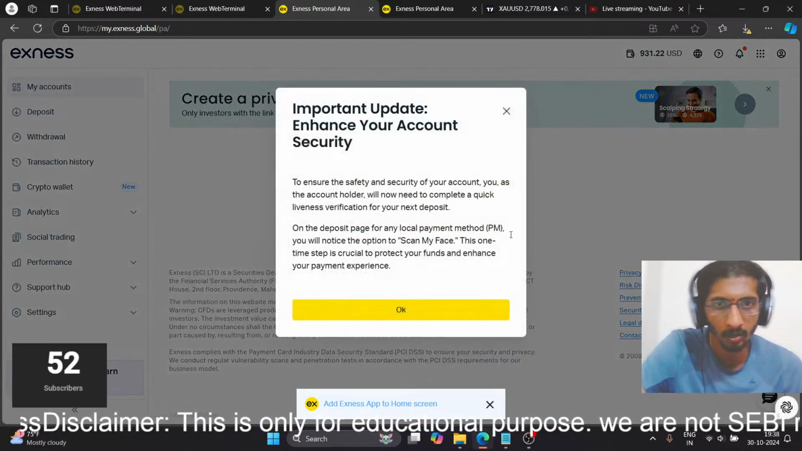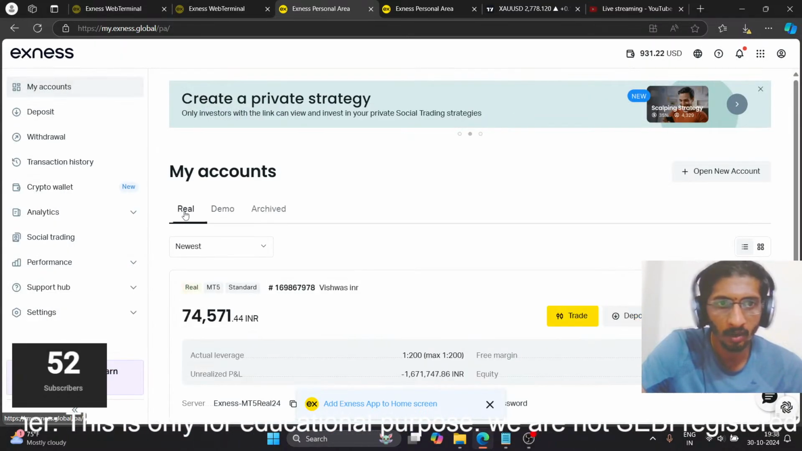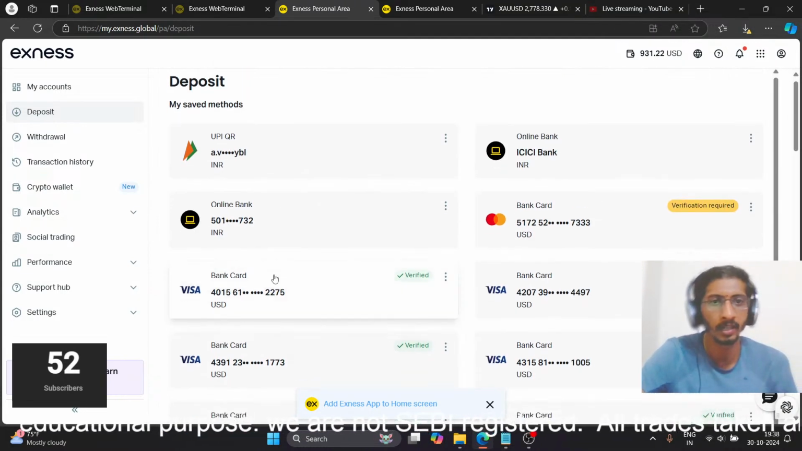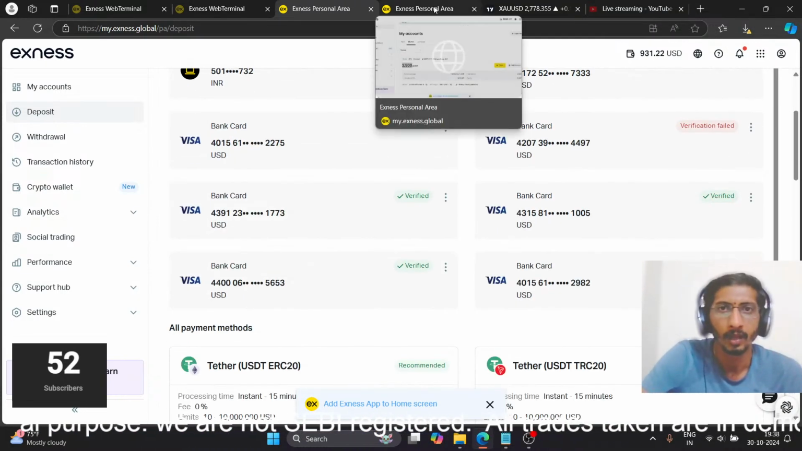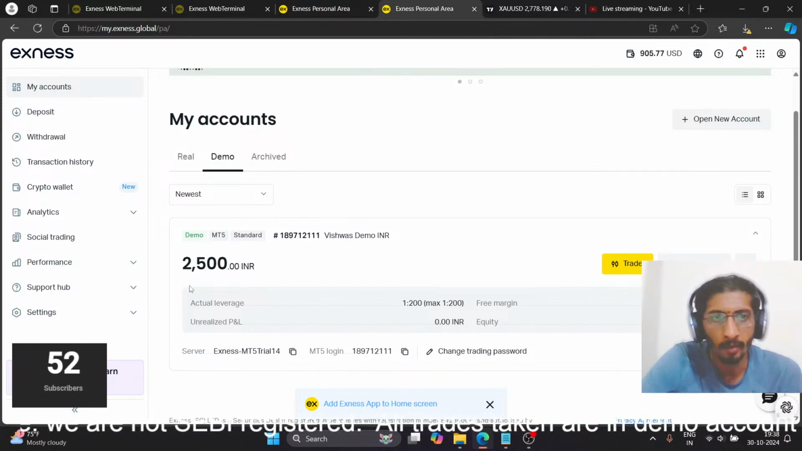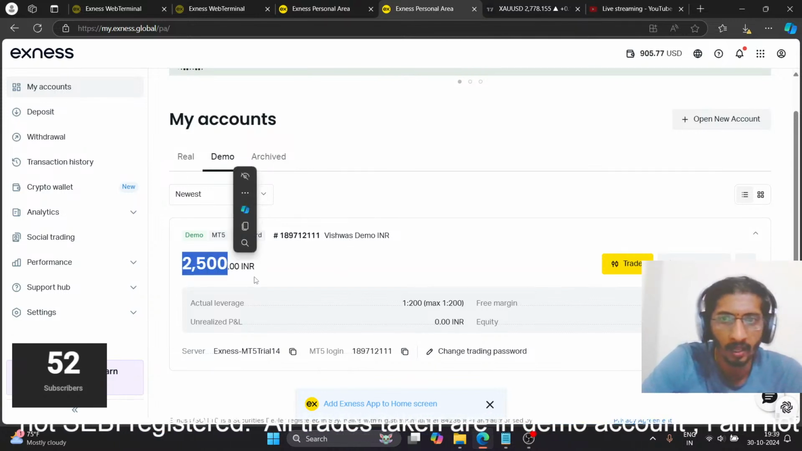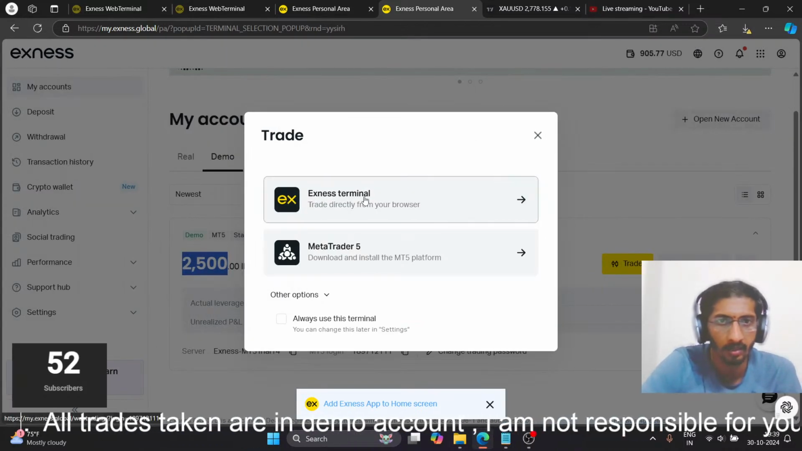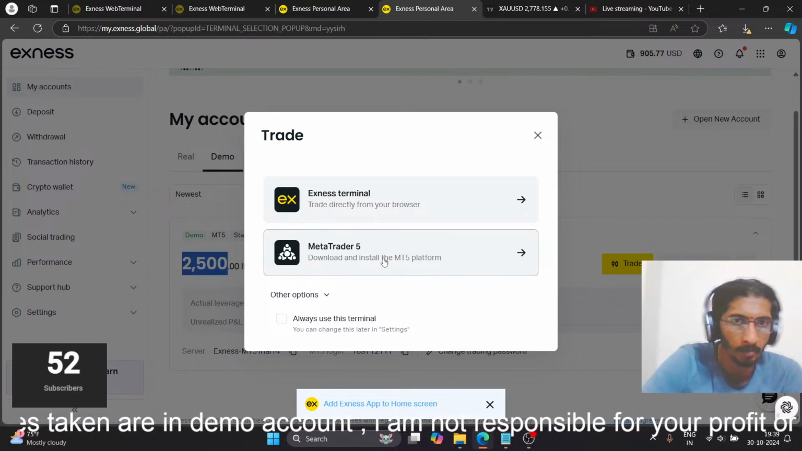You have to go to My Accounts. Here, go to Real Account and click on Deposit. There you'll get all the options. Then you can deposit the amount. Once you deposit and you're able to see the amount here, click on Trade. Once you click on Trade, you'll get two pop-ups: external terminal and MetaTrader.